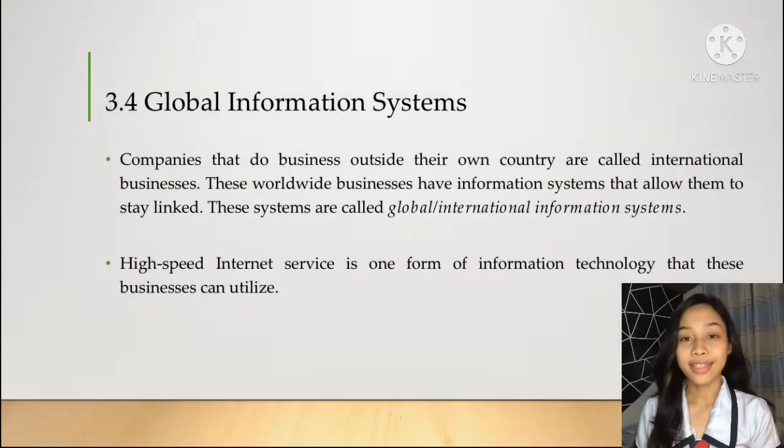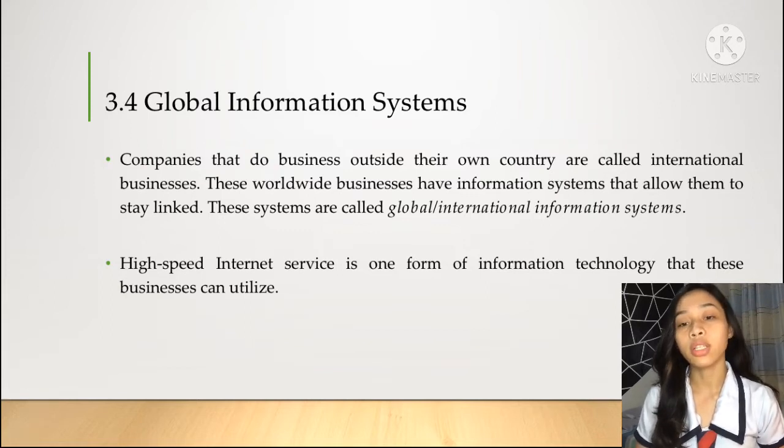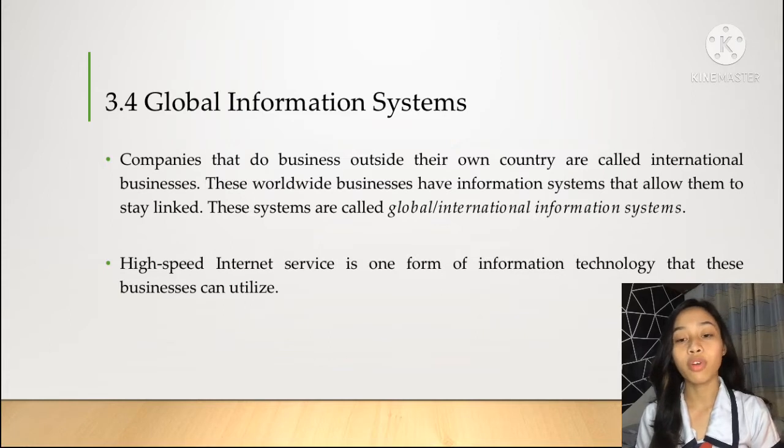Next is Global Information Systems. Companies that do business outside their own country are called international businesses. These worldwide businesses have information systems that allow them to stay linked. These systems are called global or international information systems. They use international technologies and systems that allow them to communicate and make effective transactions. So, high speed internet service is one form of information technology that these businesses can utilize.